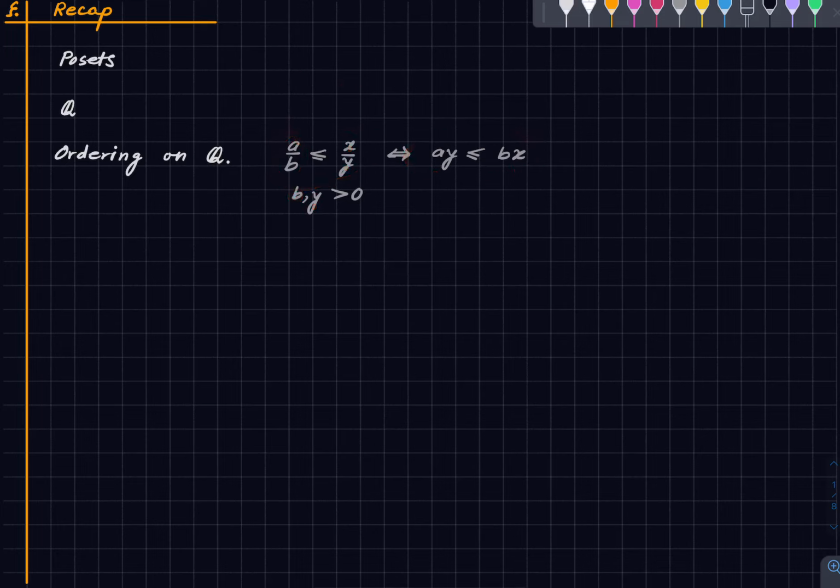And I forgot to mention the well-definedness of this. One has to establish the well-definedness simply because we are defining something via representatives. So we defined alpha less than or equal to beta by choosing representatives for alpha and beta, and then the condition had to do with representatives. So one has to establish well-definedness, but that is very easy, so I leave that out.